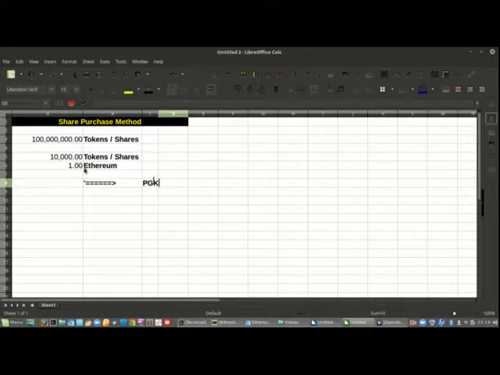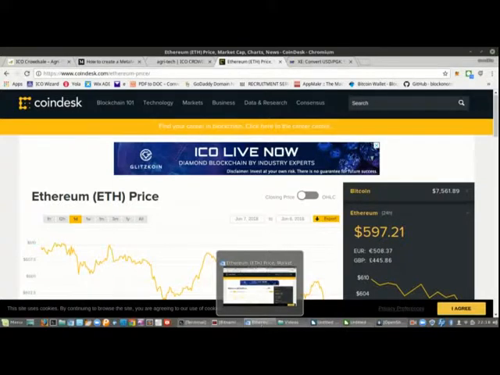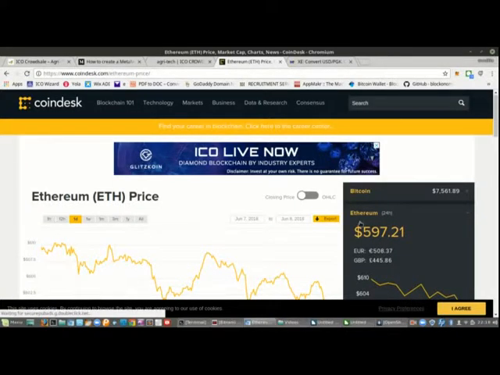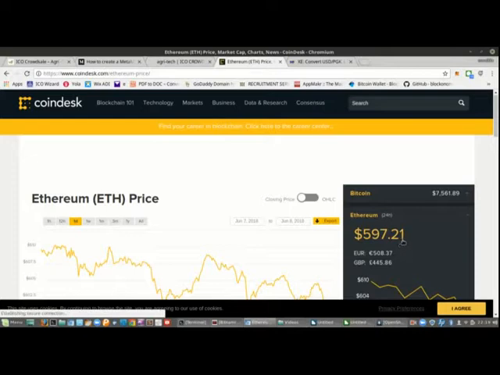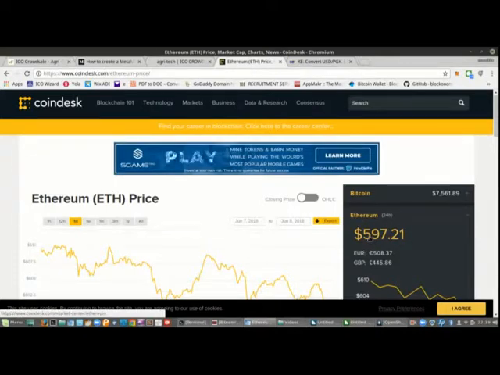In order to know the equivalent in Papua New Guinea kina, you would have to convert it using a conversion rate. Let us go online to confirm this. The value of 1 Ethereum presently is $597.21 US dollars. Let me just put that in.